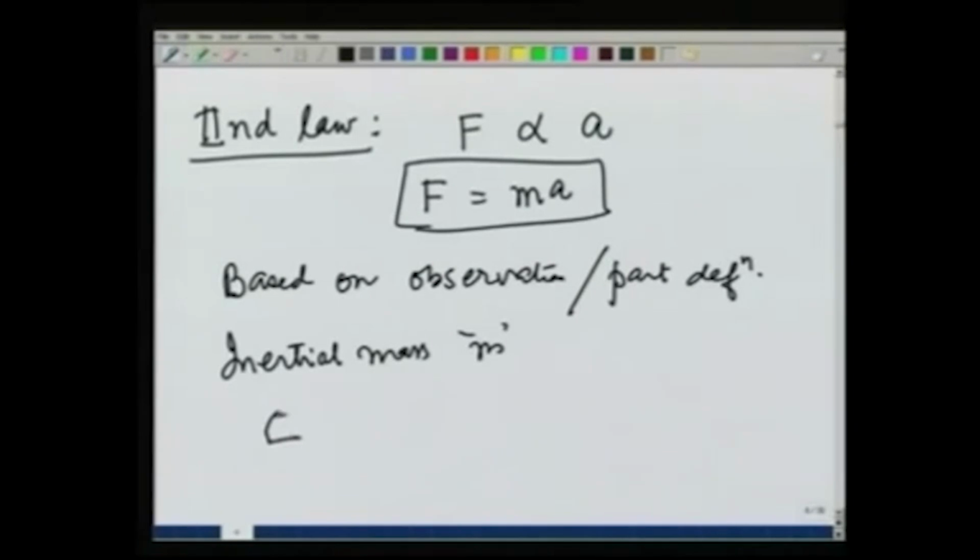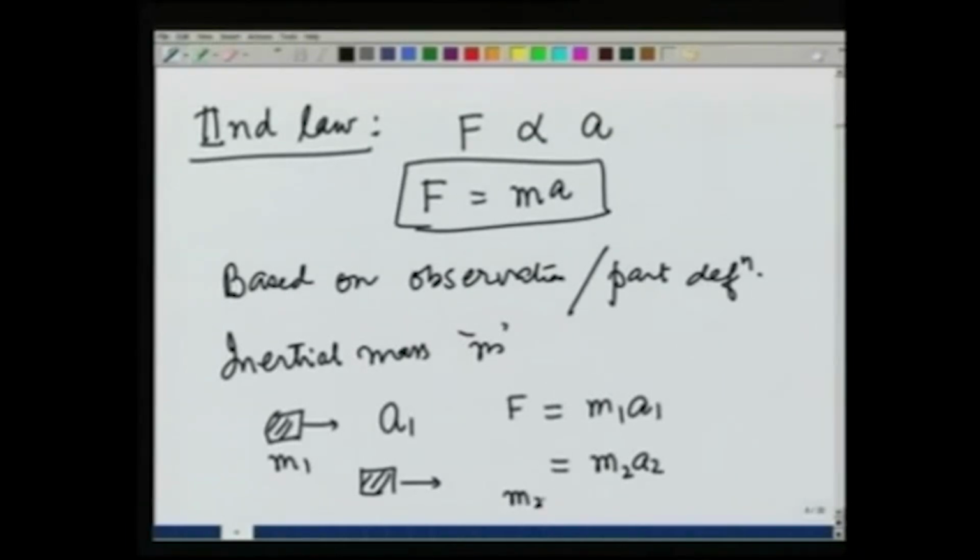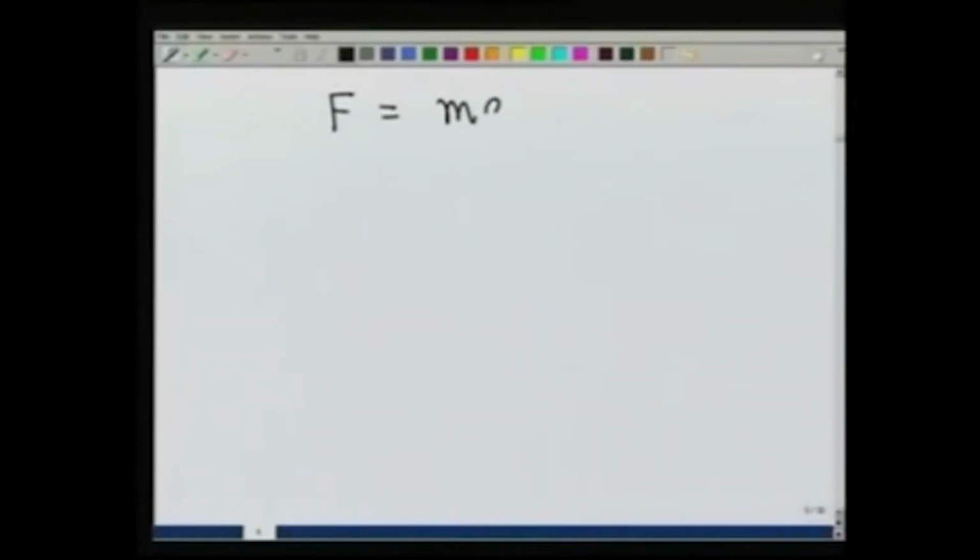Suppose I take a standard body, apply a force on it and produce an acceleration a1. So, F equals m1 a1, and I take another body, apply the same force on it, maybe by a spring, maybe by hitting it or something, and find that acceleration is a2. Then the mass of the second body is going to be m1 times a1 over a2. This becomes the operational definition of inertial mass. So, this is part definition. Then it also tells us, given a mass, I can also measure the force in newtons as m times a.